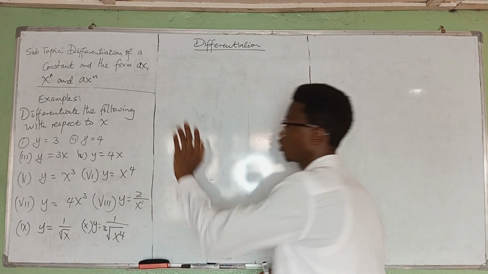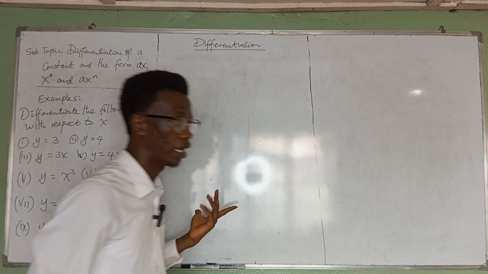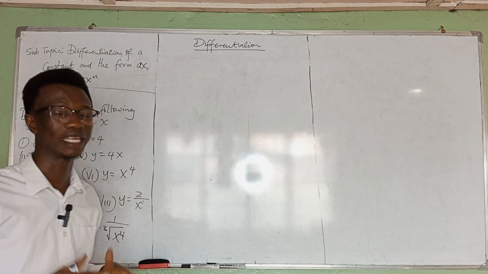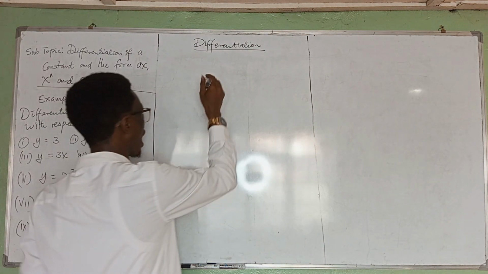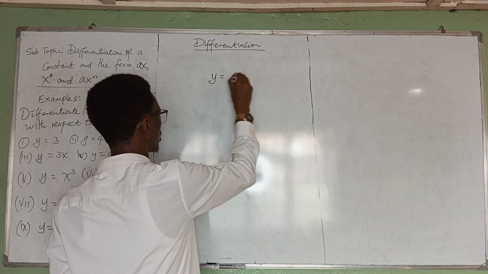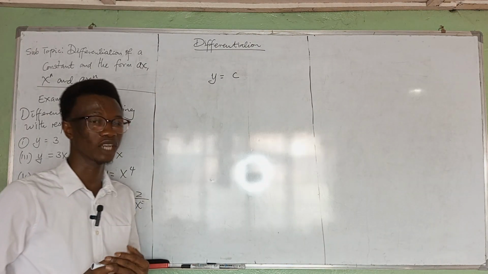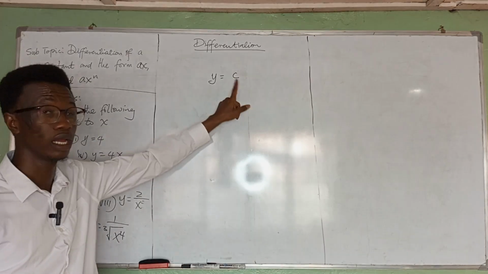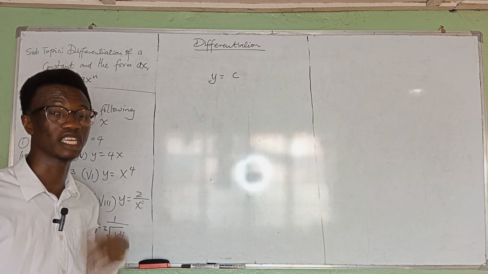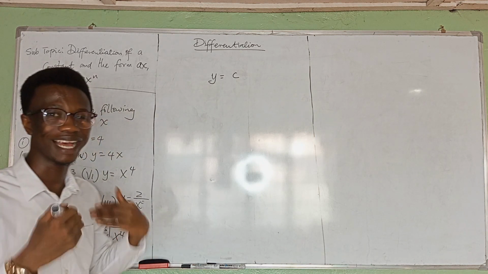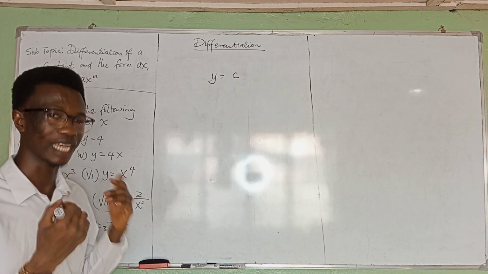Okay, so let's look at them quickly. For us to differentiate a constant, the result when we differentiate a constant is always zero. So let's say if we have y equals c, where c is a constant, and we are asked to differentiate this, let's say y equals 2. When we differentiate that with respect to x, the answer is always 0. When we differentiate any constant, the answer is 0.